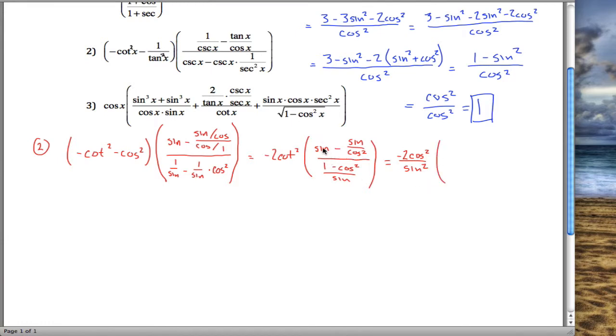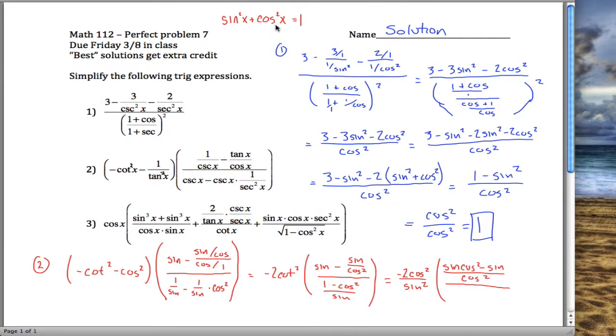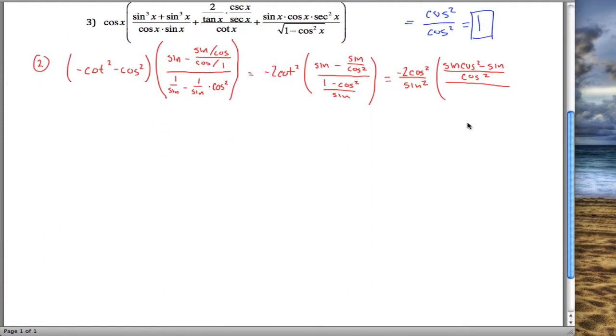And then over here, to get a common denominator, you'd have to multiply this by cosine squared over cosine squared. And you'll get sine cosine squared minus sine divided by cosine squared. And then down on the bottom here, 1 minus cosine squared. You can get a little fancy, use this thing. If you subtract cosine squared from both sides, you get sine squared is equal to 1 minus cosine squared. So I get sine squared over sine.